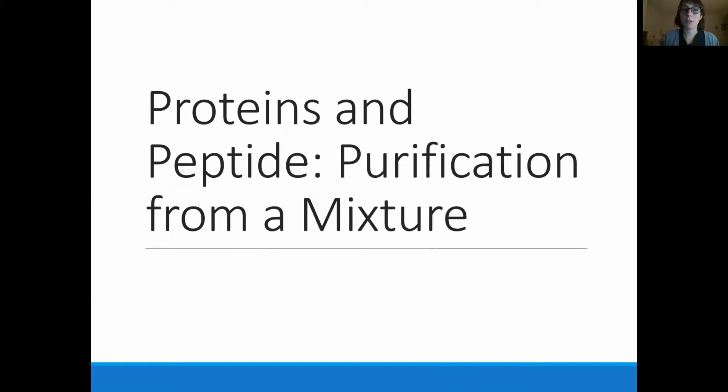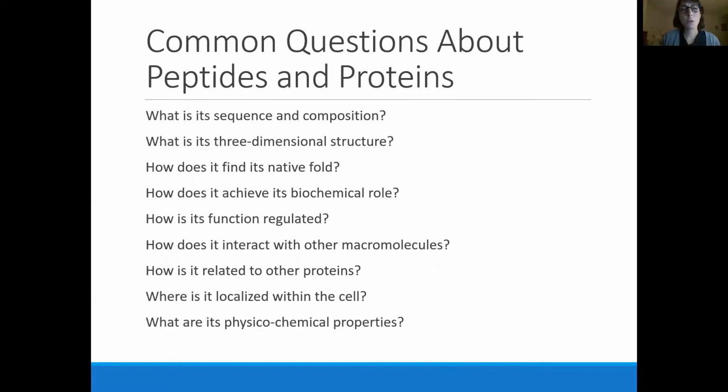Now we're going to move on to how to separate these proteins or peptides if they're in a mixture. Common questions we as scientists or as people have when we have a peptide or a protein are things like, what is its sequence and its composition? That's a natural question if you want to learn about the protein. Just looking at a protein is not going to give you the sequence. We can't see the amino acids that a protein is made of.